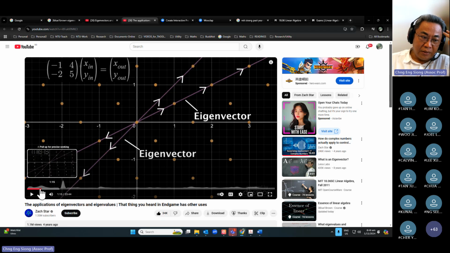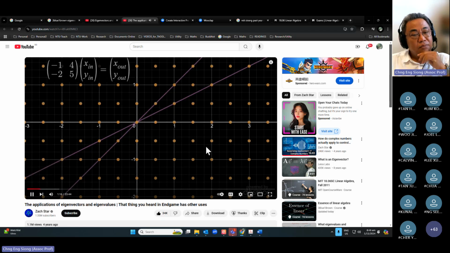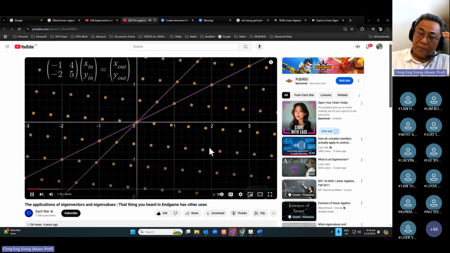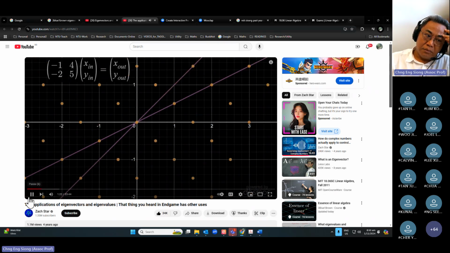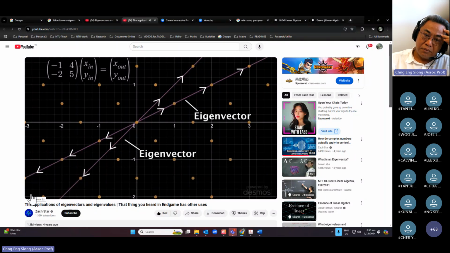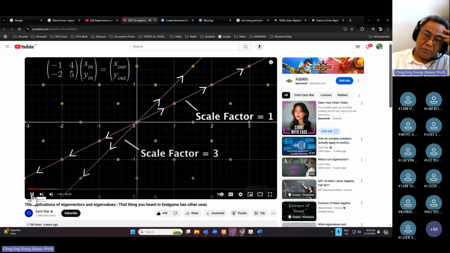Let's listen to him again. Does not get rotated. Vectors on these lines only get scaled. And when a matrix only scales vectors along some line, that is known as an eigenvector of the matrix. The scale factor, or how much larger the vector gets, is known as the eigenvalue.